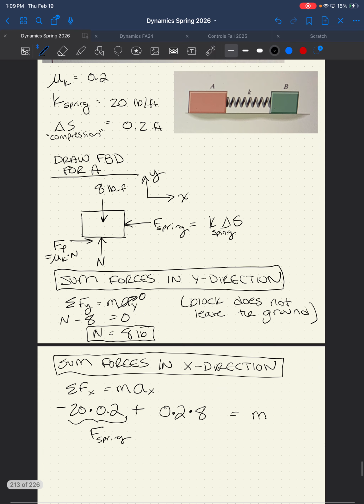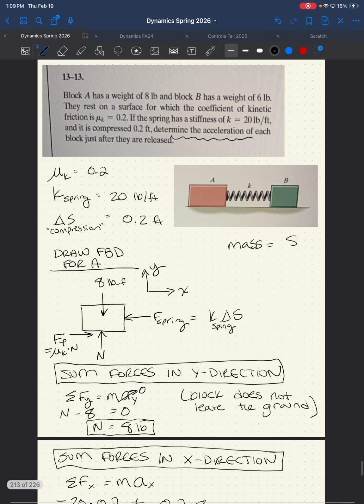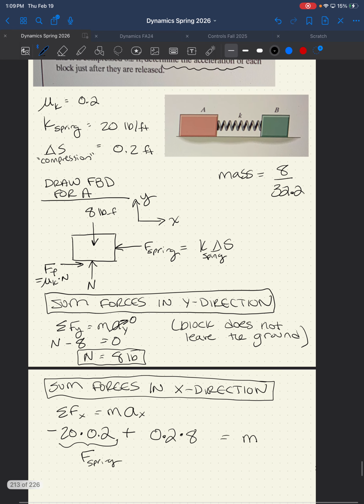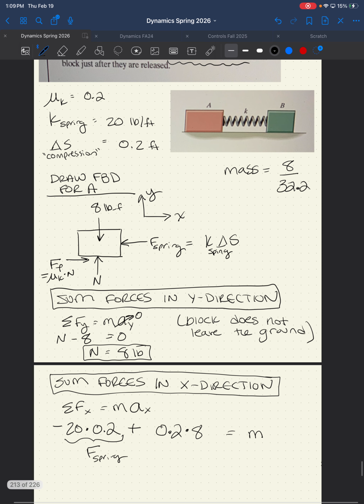Okay, so I see one equation and one unknown. That makes me very, very happy. That tells me that I can solve for AX, which is specifically for block A, is equal to minus 9.66 feet per second squared. What does the minus sign tell us? It's telling us that it's accelerating the opposite direction of our positive X, right? Which we defined. We chose this to be true.